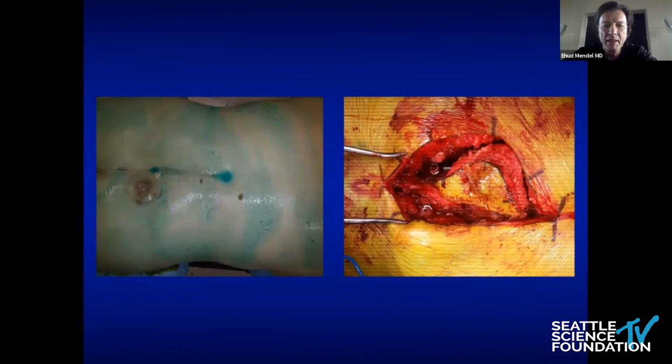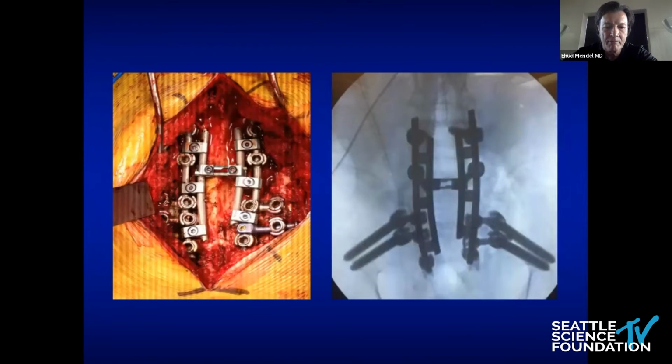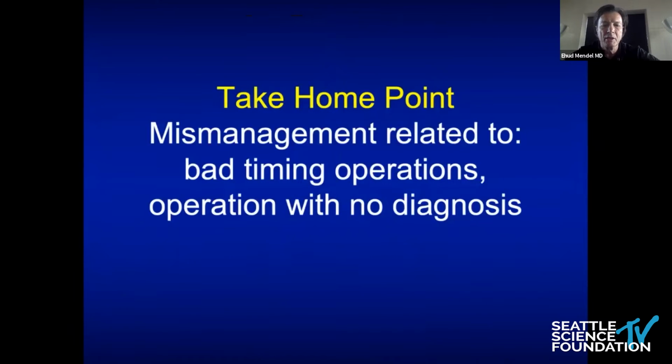And what you can see here is that we ended up taking that recurrence out in an en bloc fashion, getting all the way around it, and then actually had to have plastic surgery come by and decompress it, and in essence, revise the rod, and after that follow with a large flap to close this wound. So that's unfortunately what happens once you start doing intralesional resections on patients who have primary tumors.